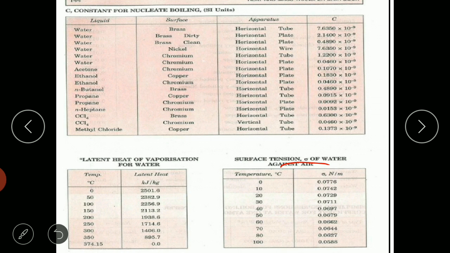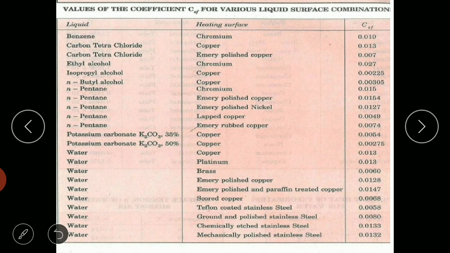Okay. You can note down the latent heat of vaporization from this page. It is given here, or you can use the thermodynamic data handbook. Then in this problem, the value of CSF is required, which is a constant. This constant is found for the combination of water and the surface. Here it was a copper pan, so we'll be using this combination. For this combination, the value is 0.013.